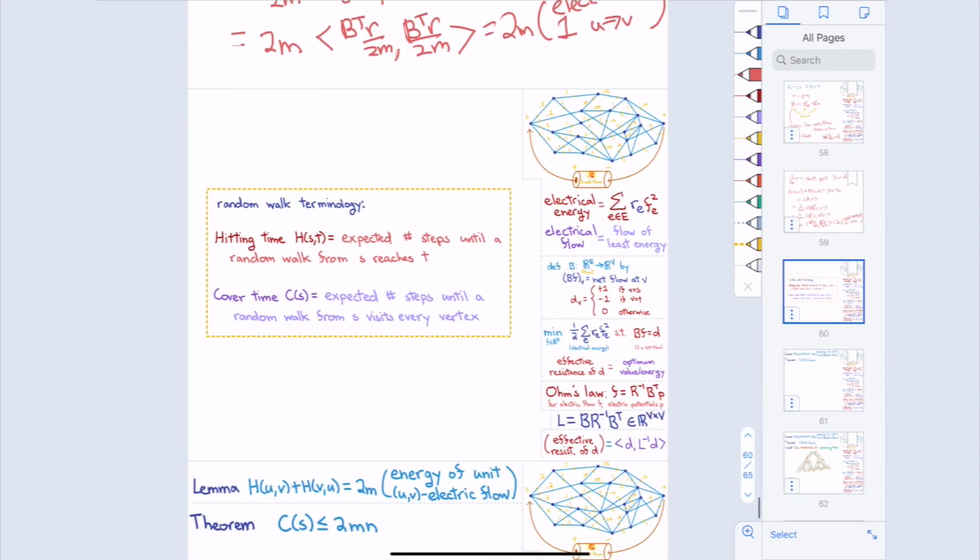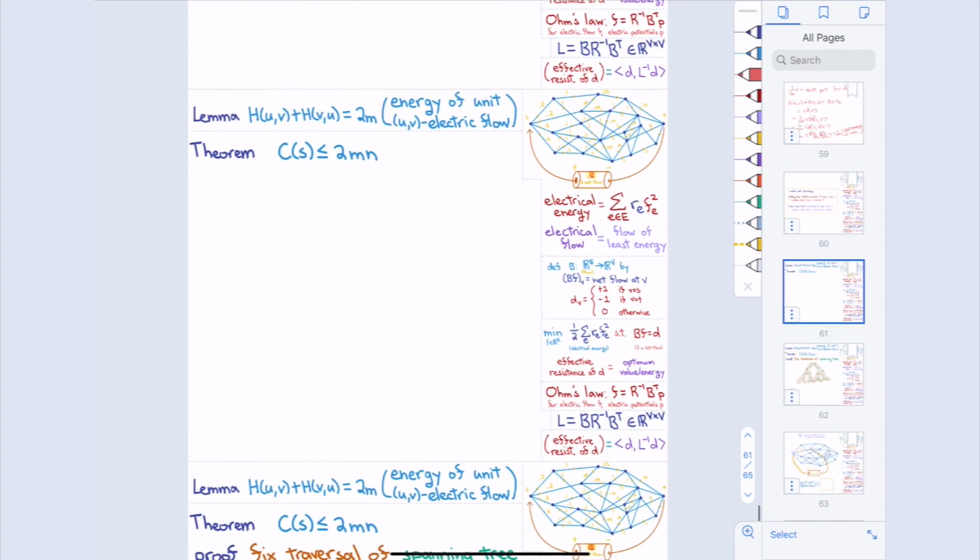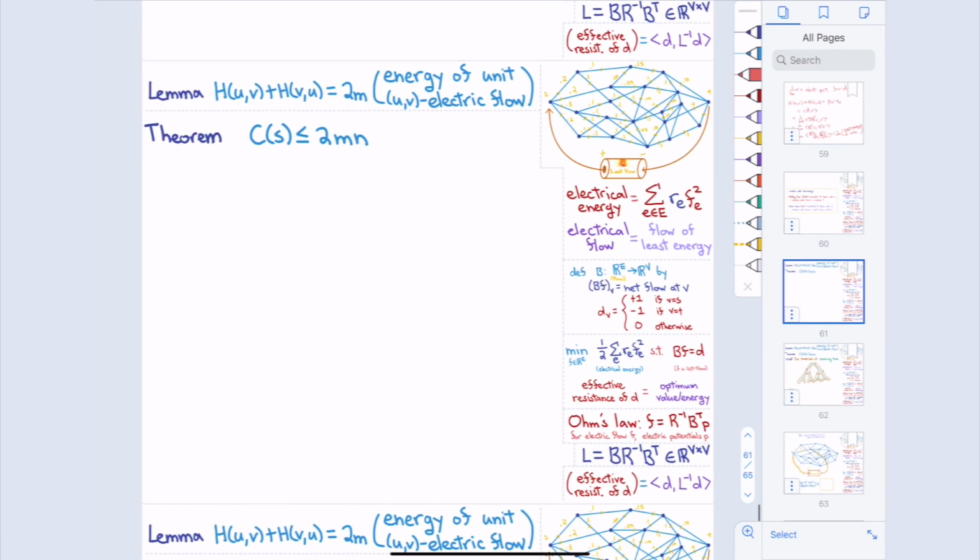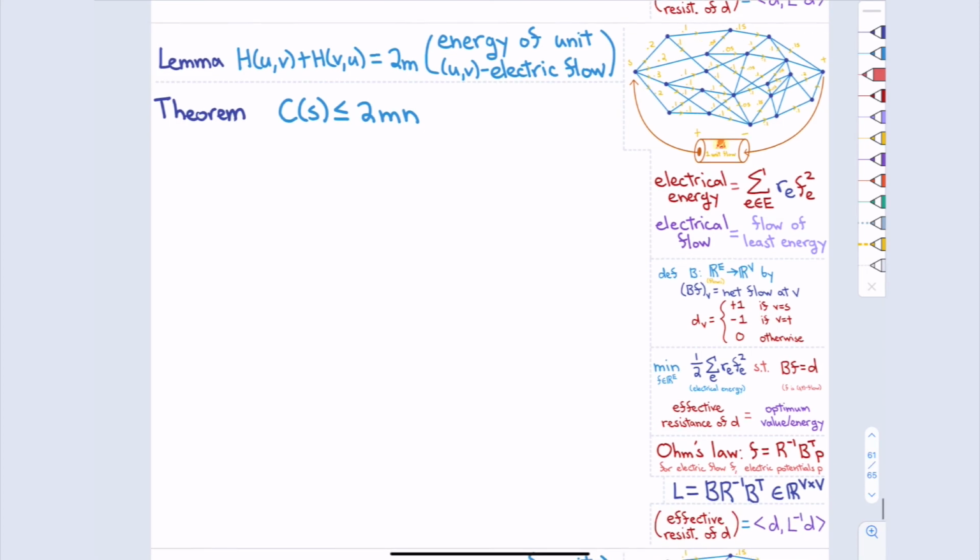Okay, we're so close. All right. Here is the last thing we wanted to prove. I know we're a little over. Finally, we want to show the cover time is at most 2mn. It used to be mn, but now it's 2mn, so I guess I was off by a factor of 2. We're going to somehow use this lemma that we just proved, which was somehow the hitting times being related to the electrical flow between those endpoints.